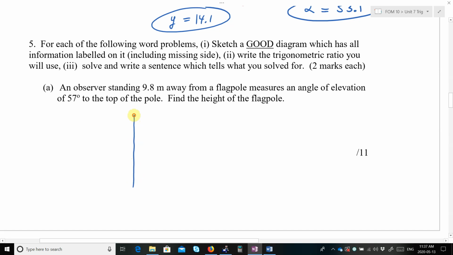Okay, so here's what we have. We've got the flagpole, the observer is 9.8 meters away.